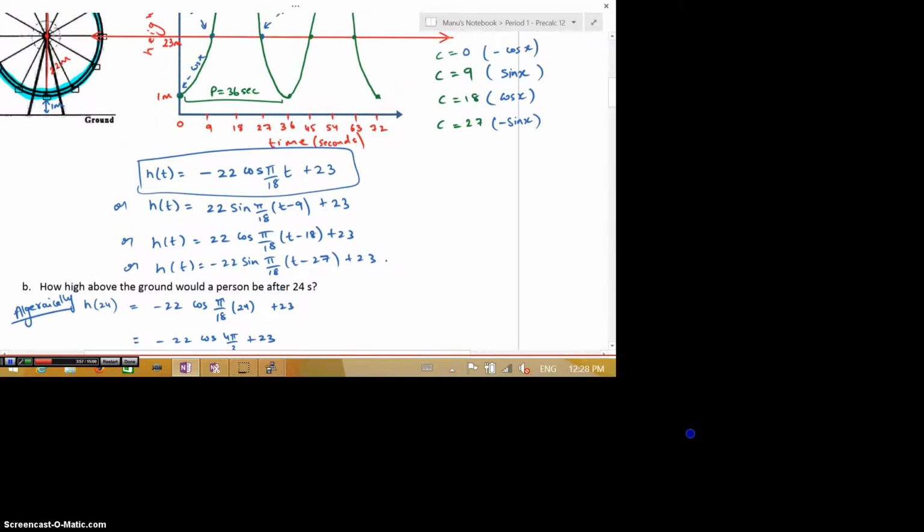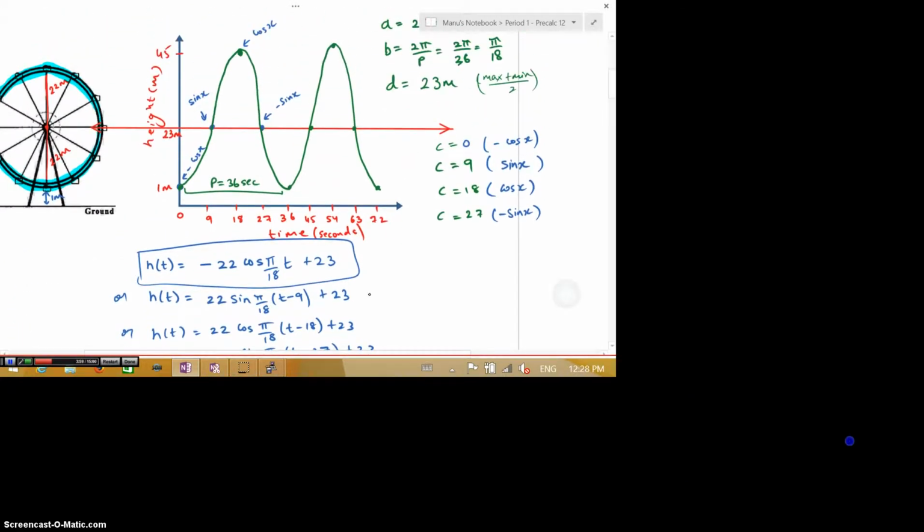So 24 seconds in, you're going to be in between sort of the 18 and the 27. So 24 seconds in, you're going to be around 34. Yeah, it makes sense looking at the graph.